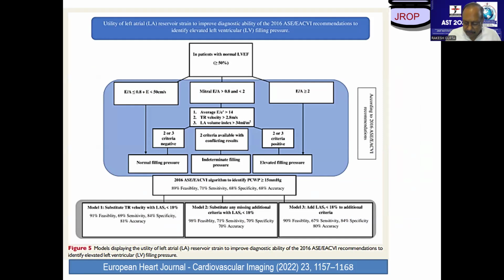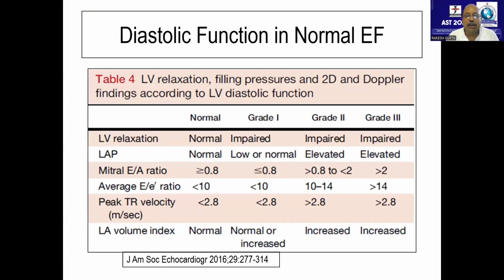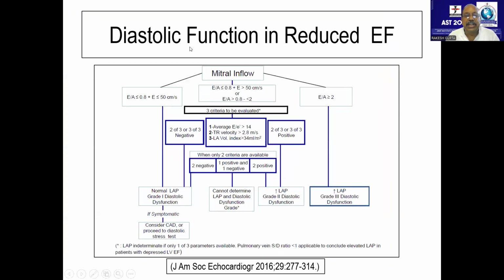What you have been talking about is IVRT, isovolumic relaxation time, deceleration time of mitral flow patterns. Those are not applicable as of today in clinical practice. What is applicable today is we look at a normal LV systolic function, that is diastole. Then we have a reduced LV systolic function where the same parameters come through: EA ratio, E velocity, average E/e', TR jet velocity, LA volume index.